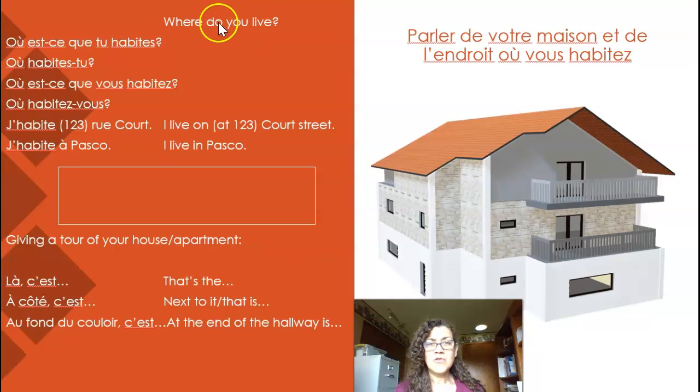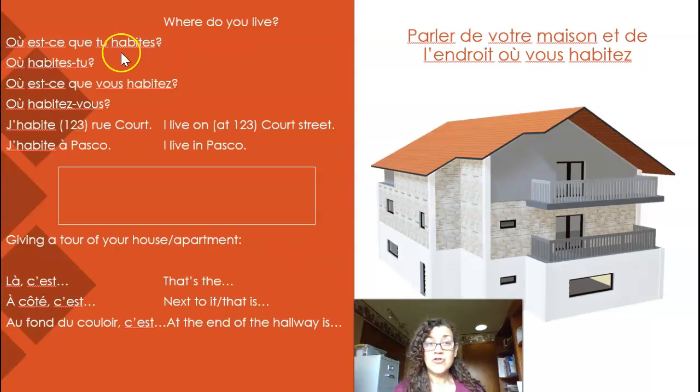Now remember, the French don't use the word do. Est-ce que does not mean do. It literally means, is it that? So you're literally saying, where is it that you live? Kind of a long way to say it, but that's one way to say it in French. Où est-ce que tu habites? Répétez. Où est-ce que tu habites?